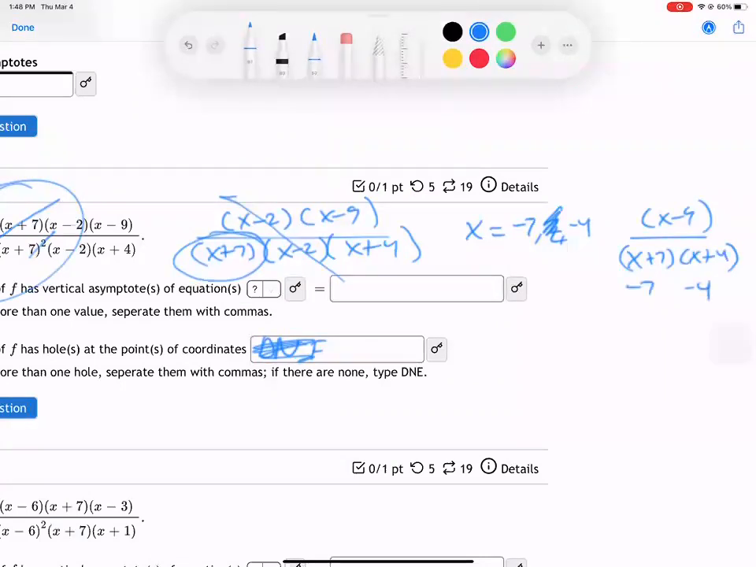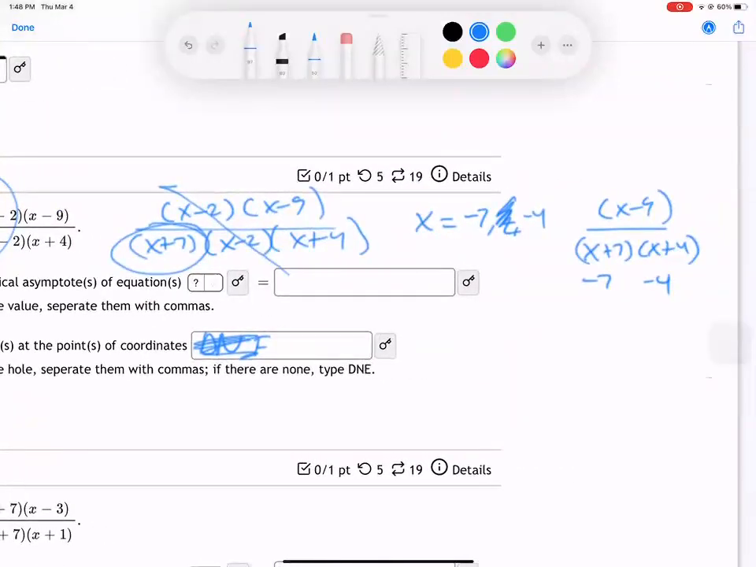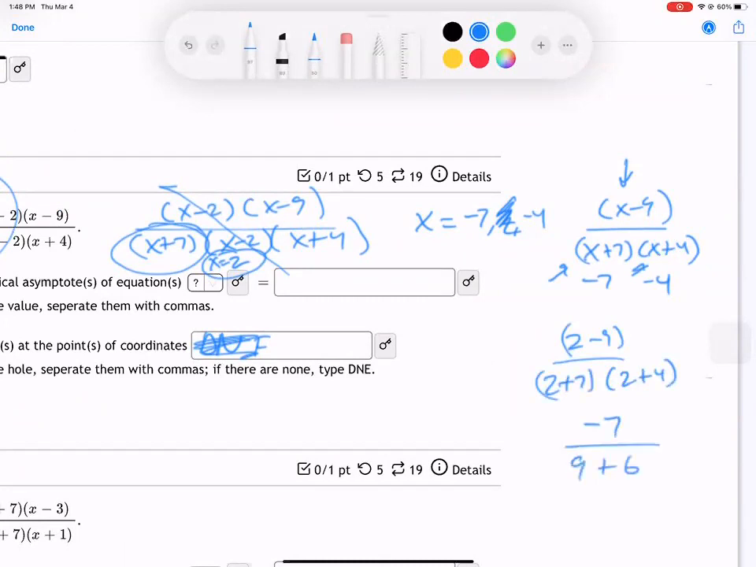Now, they asked us to write it as a point. That means we need an x and y point. If we know the hole is at x equals 2, what's the y value? We're going to plug 2 into the problem. 2 minus 9 over 2 plus 7 times 2 plus 4. That's negative 7 over 9 times 6, I'm sorry, that's times. I don't know why I said plus. 54. So it's positive 2 comma negative 7 over 54. Thank you very much for catching that.